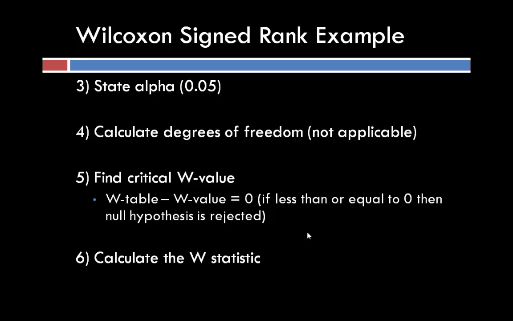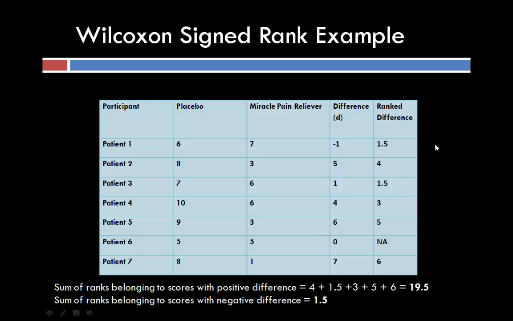So similar to our Mann-Whitney U test, if our W test statistic is less than or equal to 0, then the null hypothesis can be rejected. So what we have to do next is calculate the W statistic. So we're back to our pain scores here.